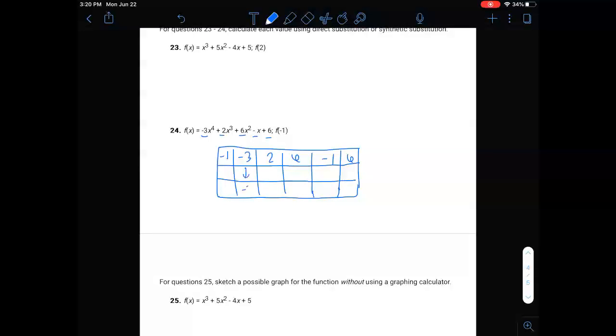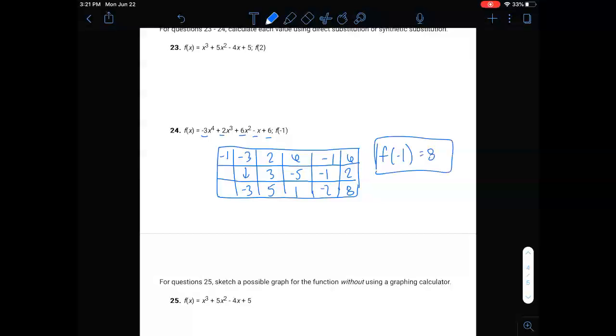So I carry this first value down, -3. -3 times -1 gives me a positive 3. I add those together, that's 5. 5 times -1 is -5. Add those together, that gives me 1. Times -1 is -1. Add those together, -2. -2 times -1 gives me 2. Plus 6 gives me 8. So my final answer for f of -1 is a value of 8.